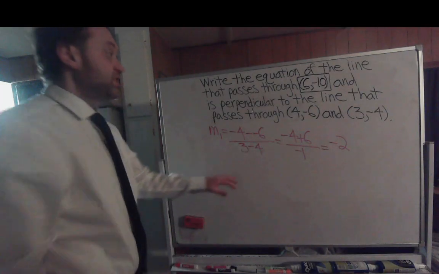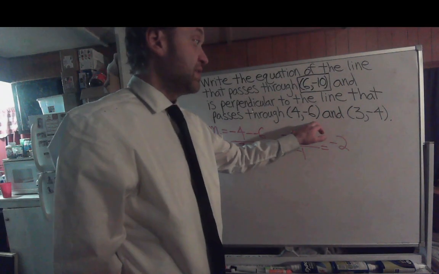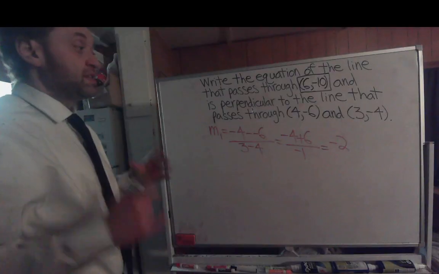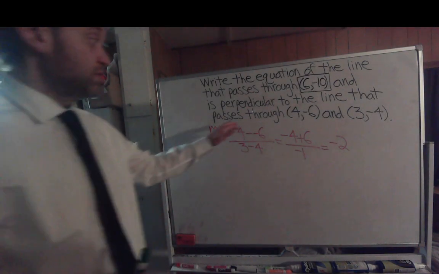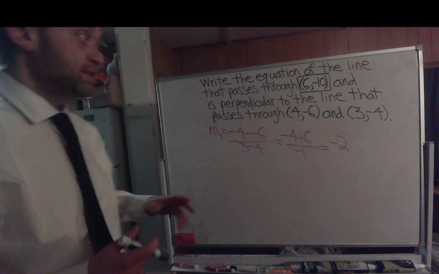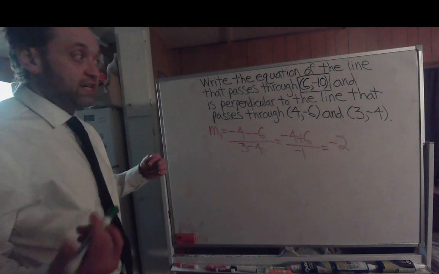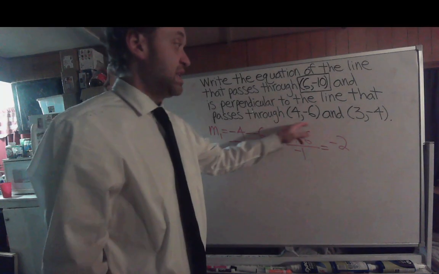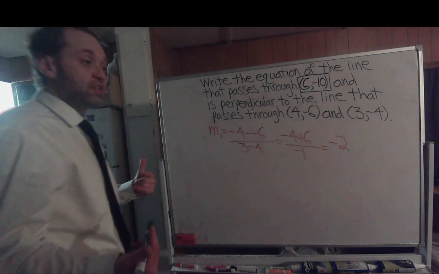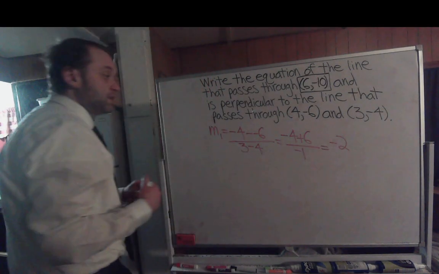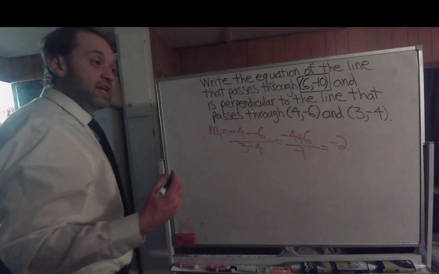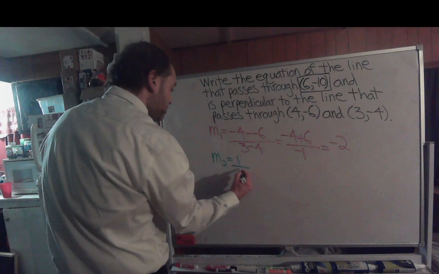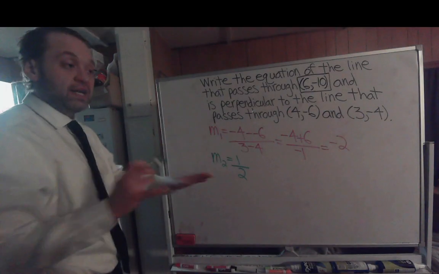Okay, so we found the slope of the line that passes through (4, -6) and (3, -4). Now, if we're supposed to find the equation of a line perpendicular to this line, we need to find the slope. If a line is perpendicular to the line that passes through these points, that means its slope is the negative reciprocal of this one. The negative reciprocal of -2 is positive 1/2. So the perpendicular line would have a slope of positive 1/2.